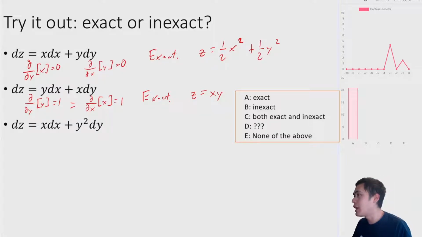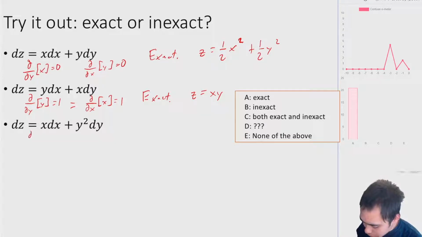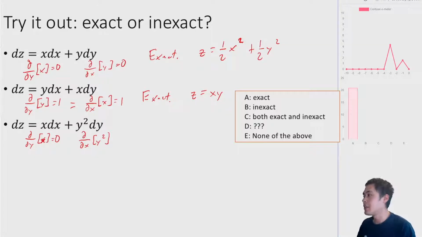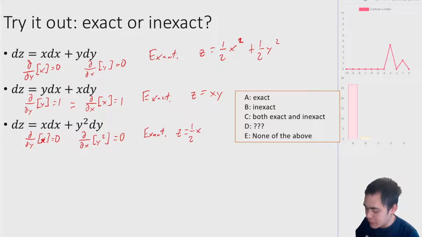Okay, so it looks like we got a number of replies. People think this is exact. Well, let's work it out. So we have del y of x, which is equal to 0, and del x of y squared, but y squared is constant as far as del x is concerned, and so this is also equal to 0, and so therefore this is actually exact. And one solution happens to be z is equal to 1/2 x squared plus 1/3 y cubed.